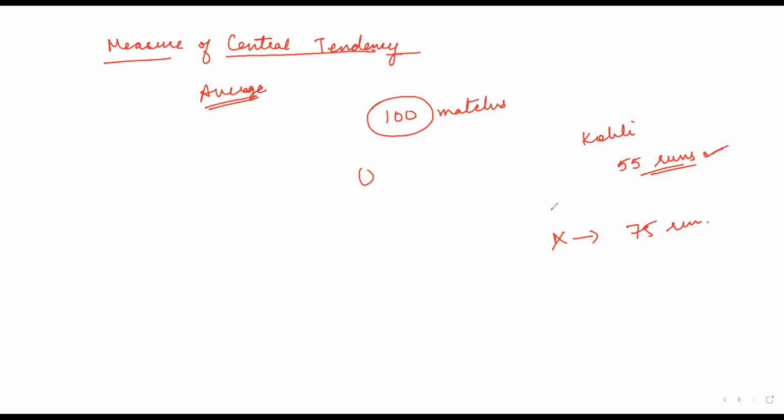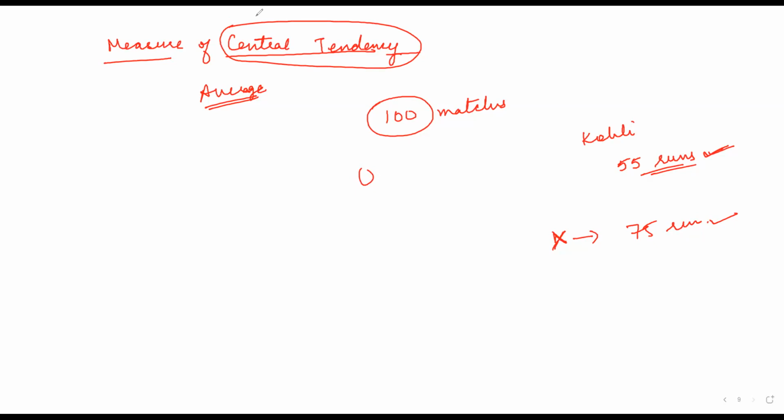Basically, if this average is 55 and this average is 75, so obviously you will say that player X is better than the player Kohli, isn't it? So this average is very important. This is basically called central tendency. So this central tendency actually gives you an idea of the complete picture. Is that clear, Rita?